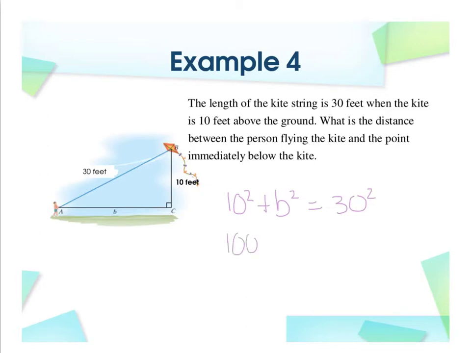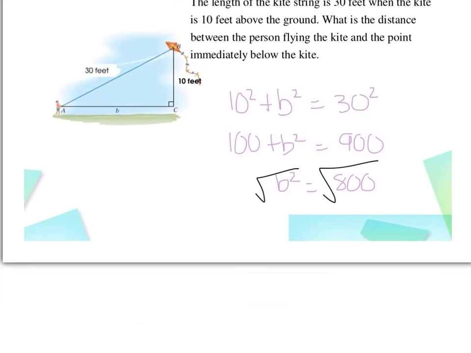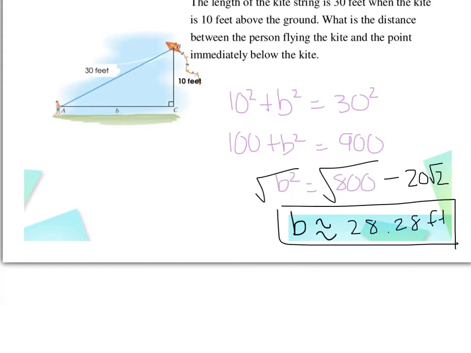That's going to be 100 plus B squared equals 900. Subtract 100 from both sides. Take the square root of both sides. I'm only going to take the positive solution because we're talking about distance. B is approximately, and let's round that to 2 place values, 28.28 feet. And this, if I wanted an exact value, would be 20 root 2, but because I want to know the length, let's approximate it to maybe 1/100 of a foot.